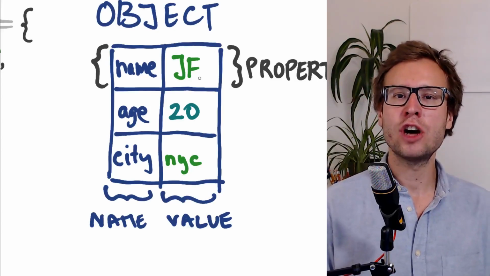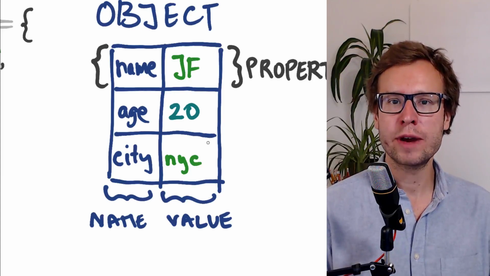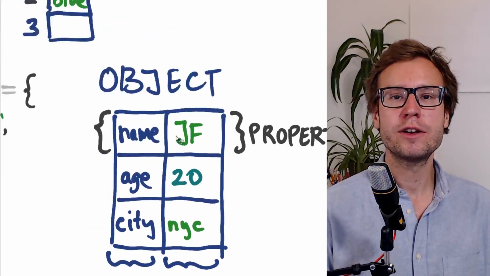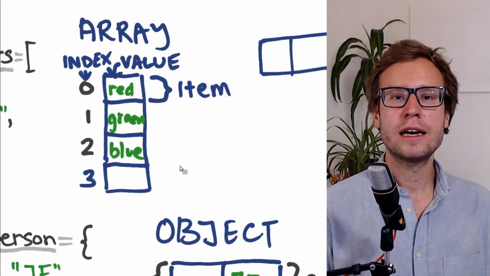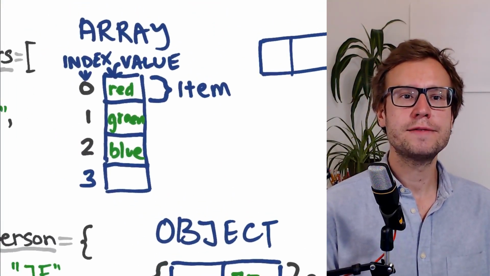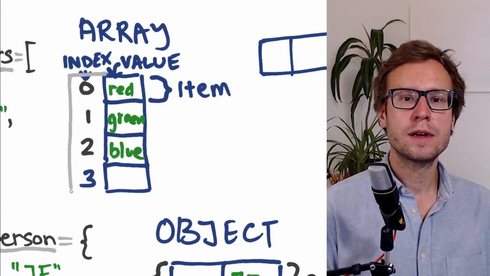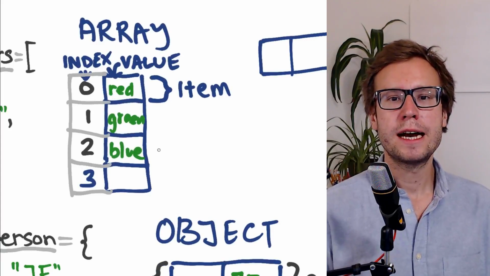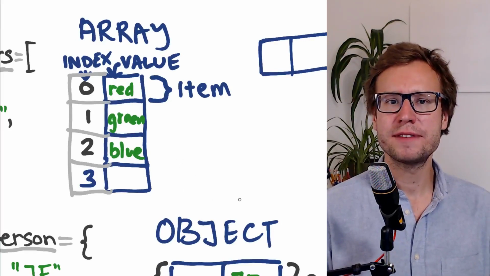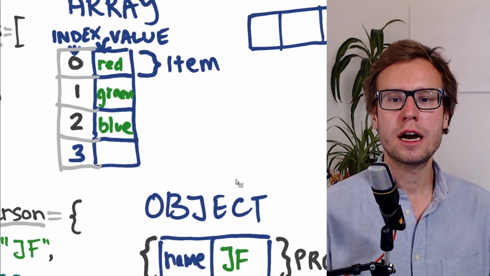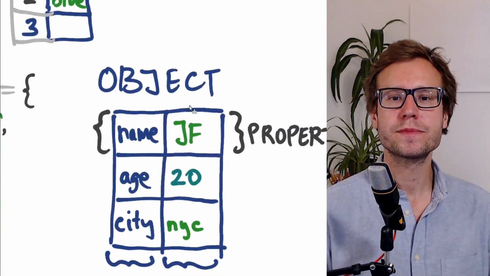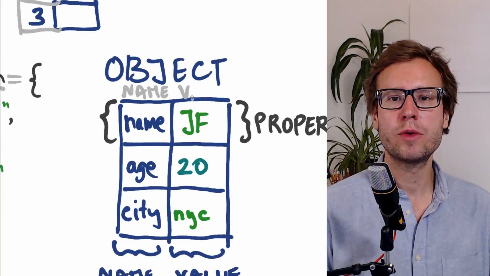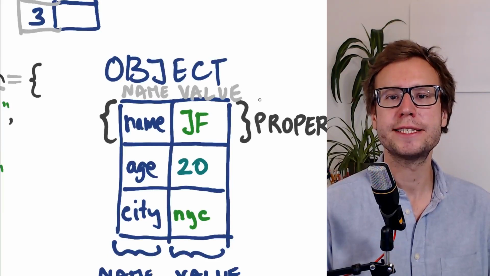You could say that an object almost looks like an array, but where instead of indexes, right, in the array, let's look at it again. On the left is a series of indexes. In the object, it's kind of similar, except instead of an index, which is just a number, we have a name, a property name. And on the right, well, we have value, which is the same thing as an array.